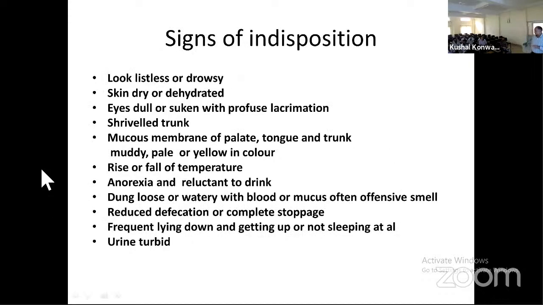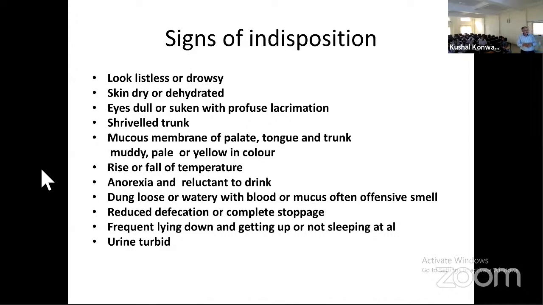Then signs of indisposition. What are the signs that we can suspect that an elephant might have some problem? It looks listless and drowsy. Skin will be dry or dehydrated. Eye will be dull or sunken with profuse lacrimation. Shriveled trunk, mucous membrane of palate, tongue and trunk will be muddy, pale or yellow in color, rise or fall of temperature. Then anorexia and reluctant to drink. Means every symptom will not be there. Some of these symptoms should make you suspicious.